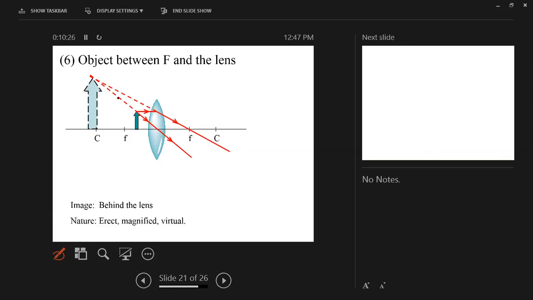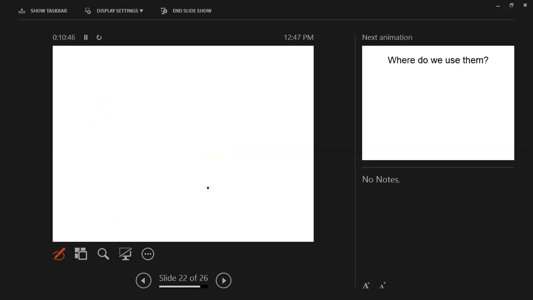So what is the characteristic of the image? It is going to be erect. That means not upside down. It's going to be straight up. Magnified, as you see, and it's going to be virtual because it's going to be behind the lens. Okay, it is going to be virtual, as you see, the shadow of light rays make an image over here. These are the characteristics of it.